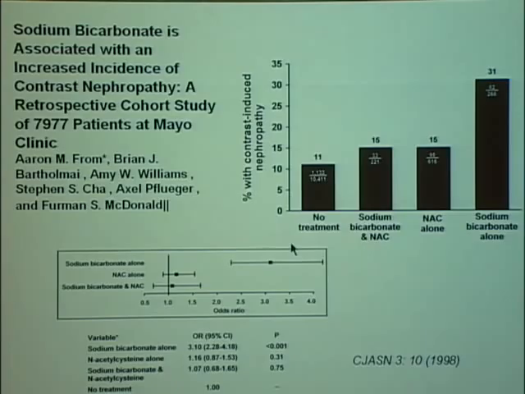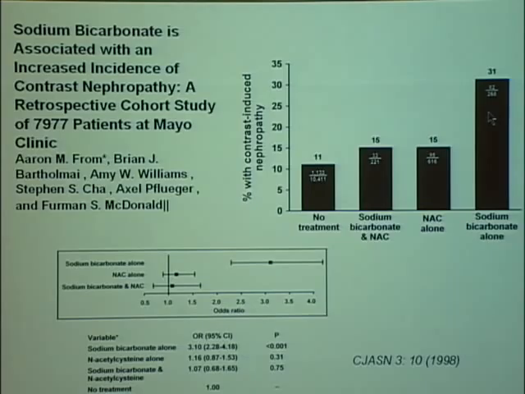And in this group of 11,000 patients that they were able to identify, 10,000 got no treatment at all. Now, what they consider no treatment is standard saline hydration. So this includes people who got saline before and after their contrast. But the other treatment groups identified were people who got sodium bicarbonate and N-acetylcysteine. That was 221 of these patients. People who got N-acetylcysteine alone, 616 patients, and then 268 patients who got bicarb but didn't get the NAC.